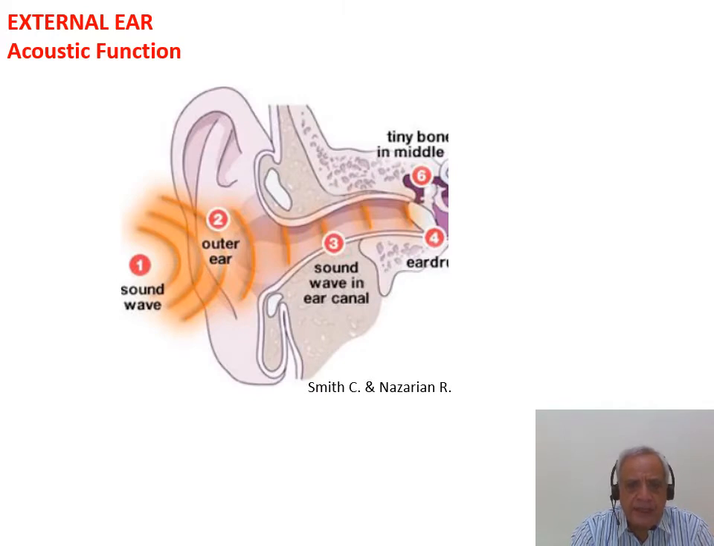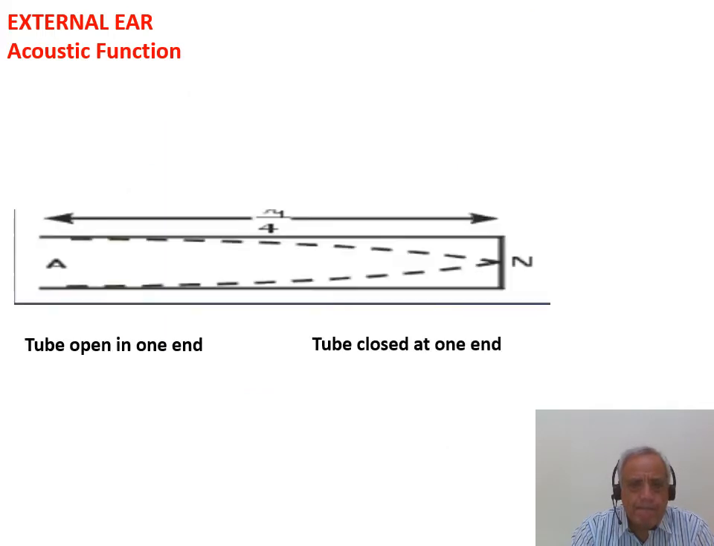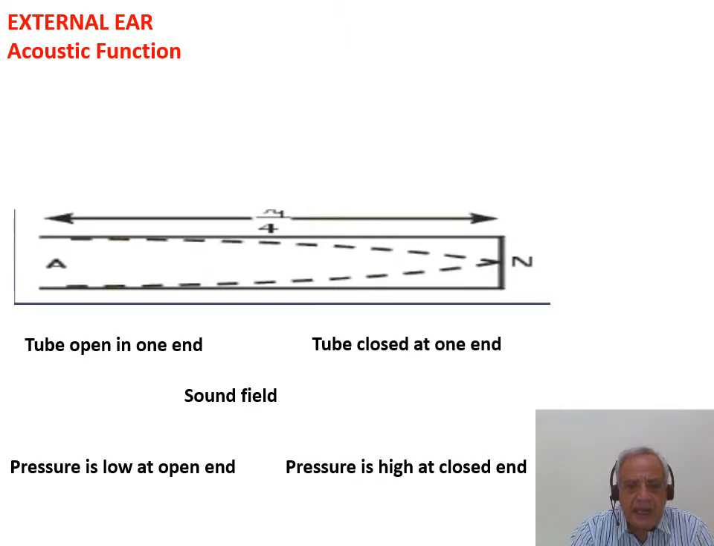So the pinna and the external auditory canal, one of their functions is to collect sound to reach the tympanic membrane. The external auditory canal is like a tube, and the tube has one end which is open and the other end closed. If this tube is placed in a sound field, of course the pressure will be low at the open end and high at the closed end. This is what we call the increased energy over the tympanic membrane.